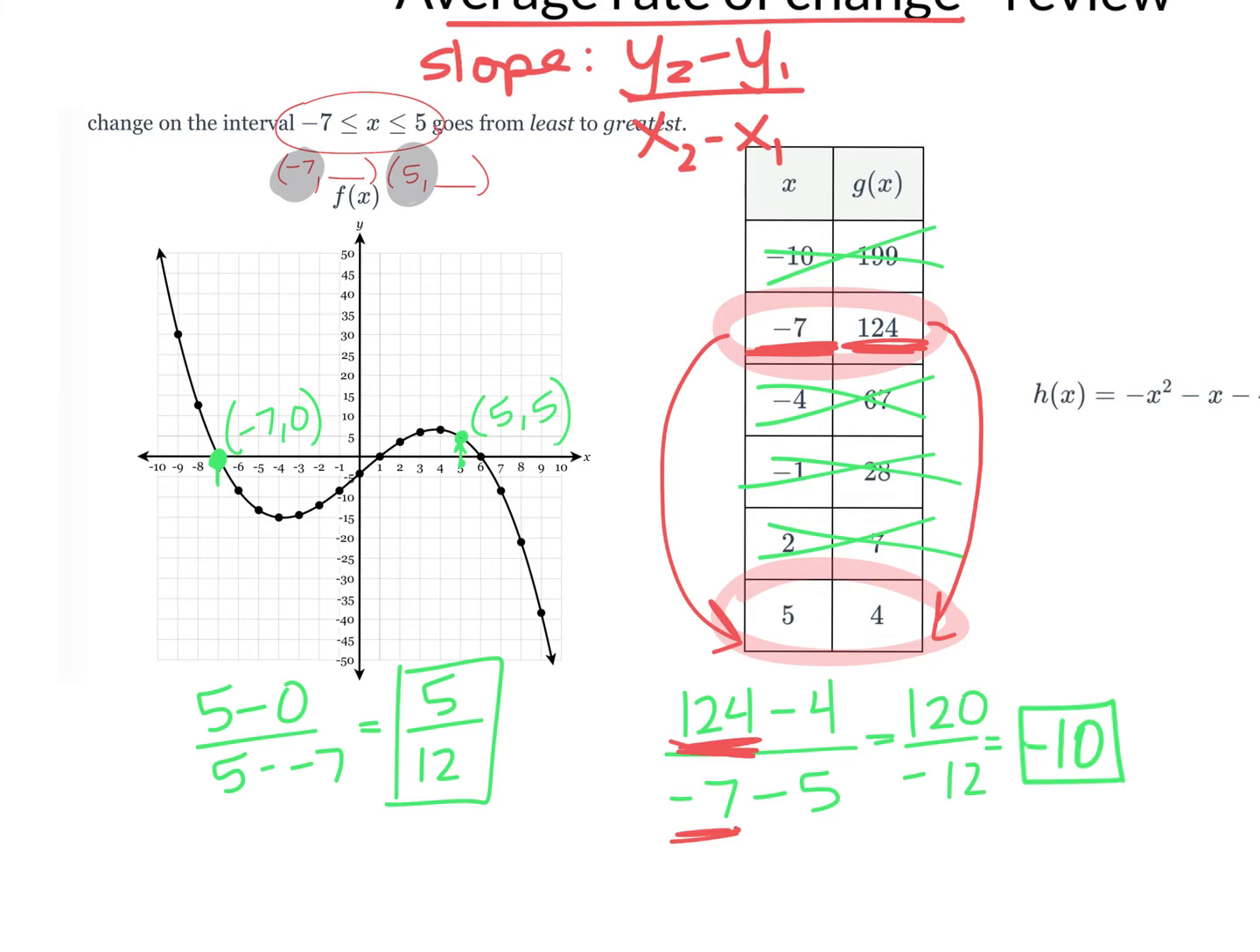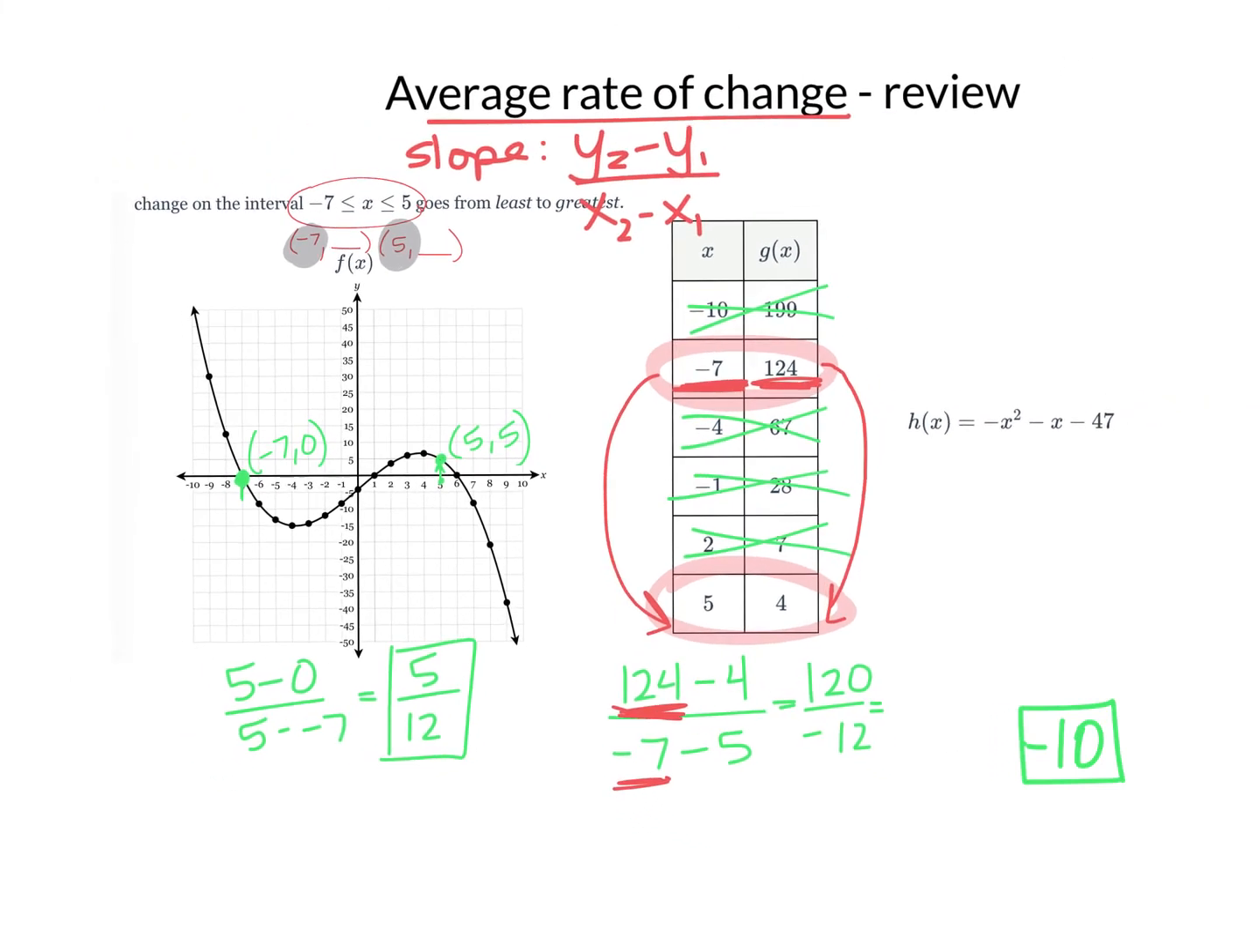Okay, the last way you might be asked to find the rate of change is you might be given an equation. And again, I need the 2 points with -7 and 5. And you have 2 options. You could plug them in, but that's actually going to take a while. So if it were me, I would use your calculator and make your calculator do it. Let me show you what I mean by that.